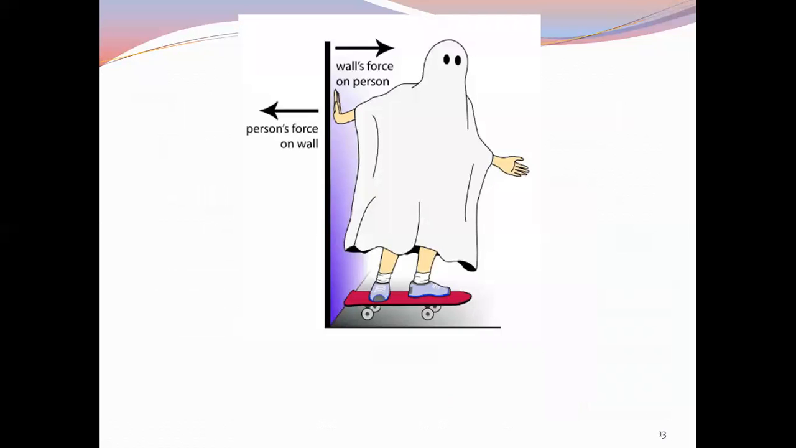Here's another example. Don't know why there's a ghost on the skateboard, but I thought it was a really good example. This guy is pushing on the wall, and the wall is pushing exactly the same force back on the person, hence why he has not fallen over. If the force of the wall was not equal and opposite, then the person would fall over. But in this case he hasn't fallen over, therefore the forces are equal with one another.